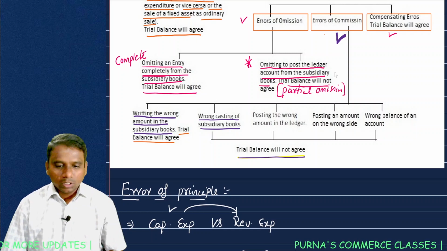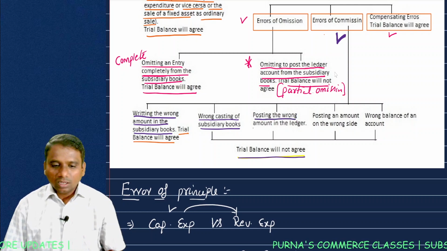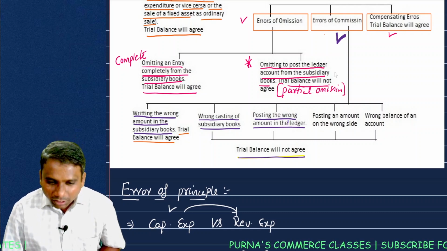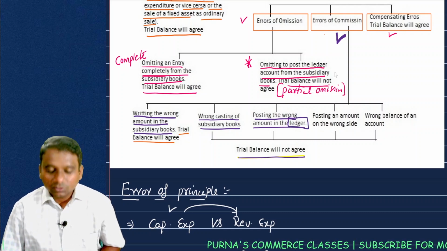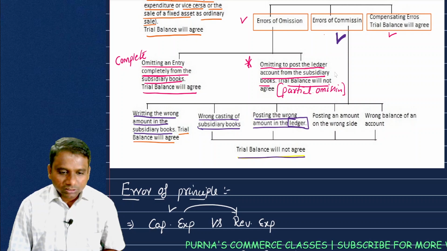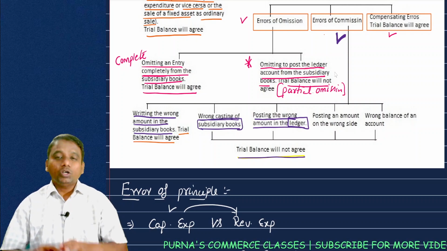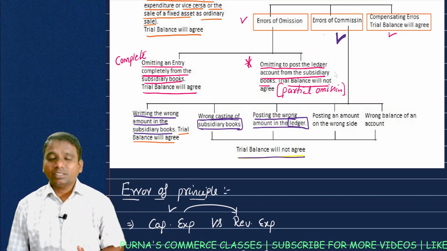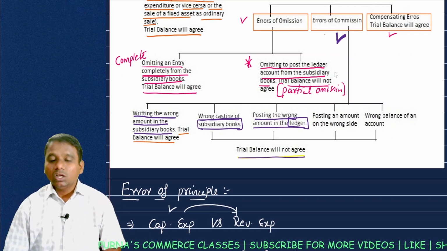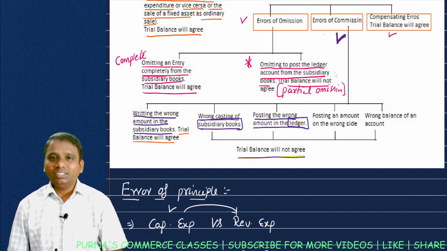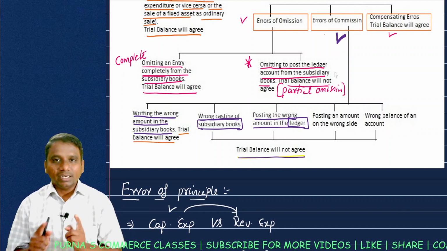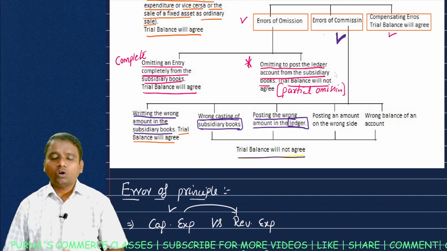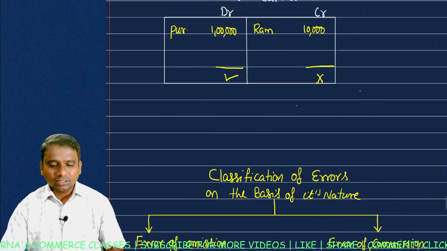Okay, next one. Posting the wrong amount in the ledger. See, try to understand these wordings. Ledger, not subsidiary books. So we should identify where the mistake happened. Is the mistake in subsidiary books, that means the recording stage, or is the mistake in the ledger, that means the posting stage? That is very important. This is posting the wrong amount in the ledger. This also we discussed in the previous class.